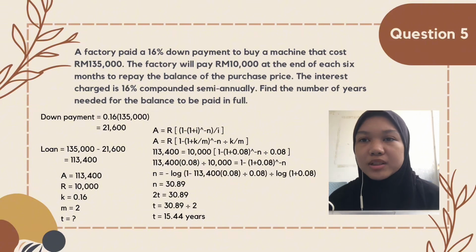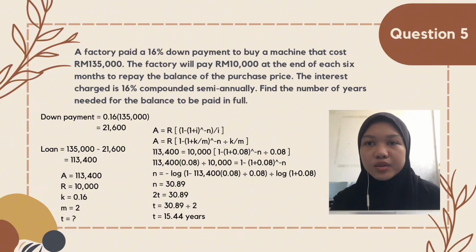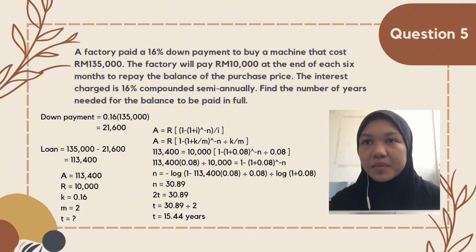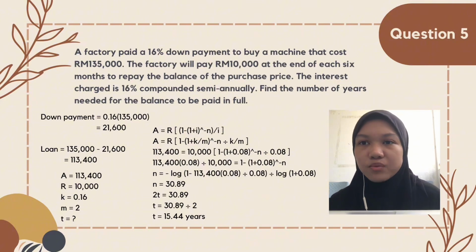So the down payment equals 0.16 times 135,000, which equals 21,600. The loan equals 135,000 minus 21,600, which equals 113,400. This question uses the present value formula, which is A equals R times (1 minus (1 plus I) to the power of negative N) divided by I. So 113,400 equals 10,000 times (1 minus (1 plus 0.08) to the power of negative N) divided by 0.08.